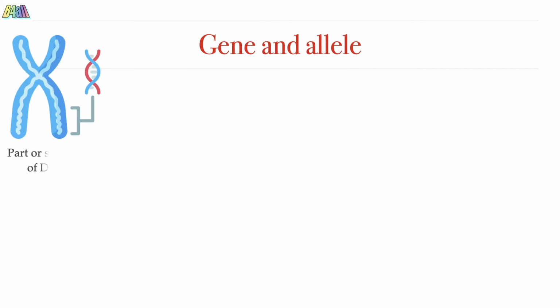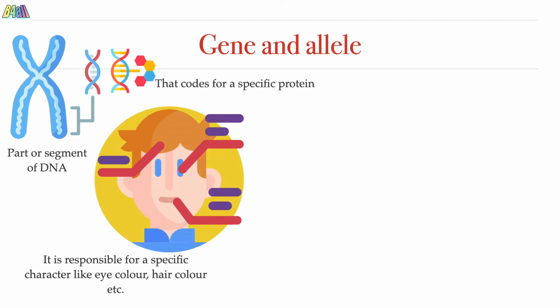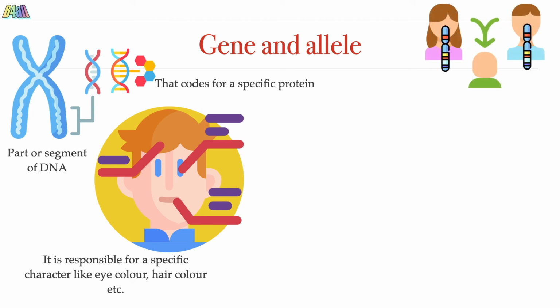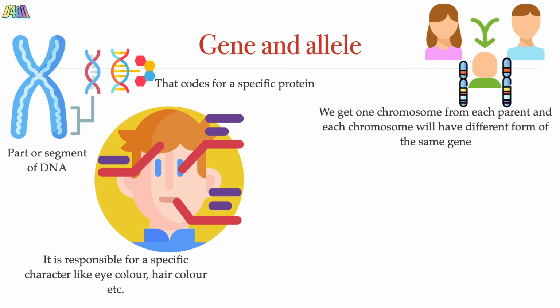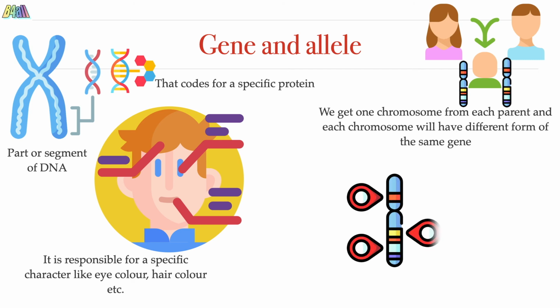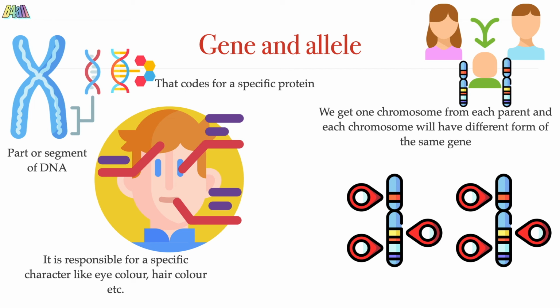Gene and allele. Gene is a part or segment of DNA that codes for a specific protein. It is responsible for a specific character like eye color, hair color, etc. Every gene has two forms, as we inherit one chromosome from each parent, that will be different. An example here could be the eye color. If your father has blue eyes and mother has brown, then you inherit two forms of the same gene. These two forms of the same gene are called alleles.